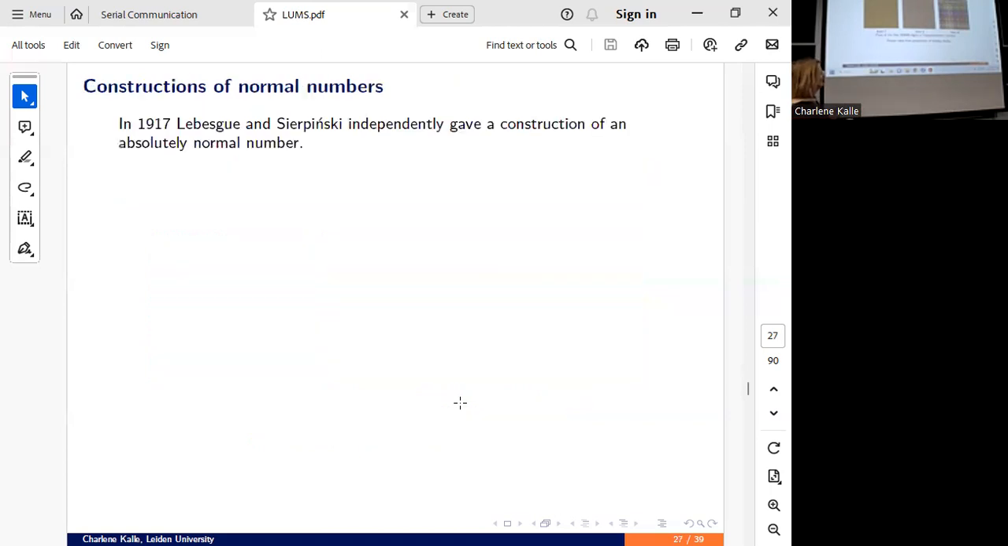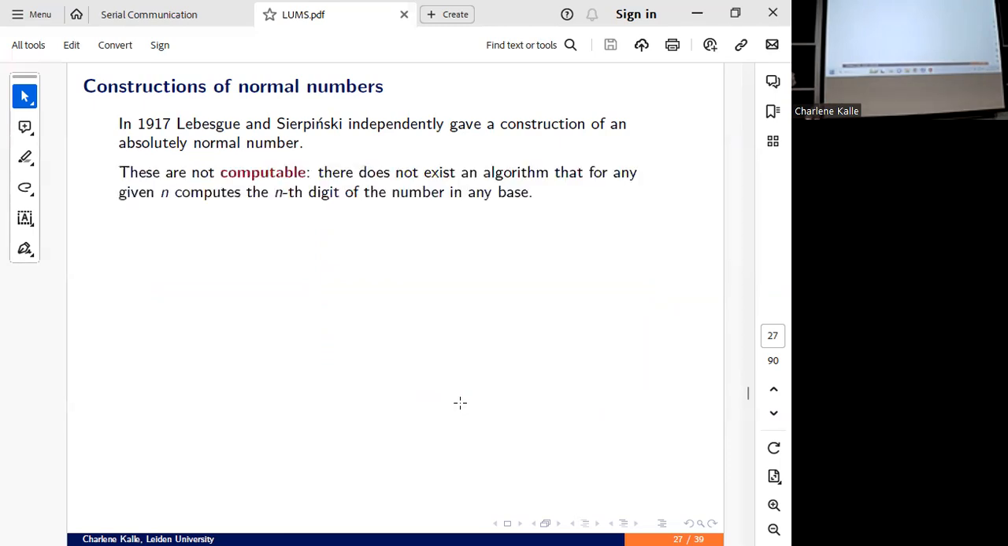Okay, so are there any constructions known? This is the question. Already in 2017, Borel and Sierpinski gave constructions of absolutely normal numbers, but they were not computable. So there was no algorithm for them, such that if anyone asks you to compute the nth digit, you can actually compute the nth digit. So it exists. There is a construction, but it's not clear how to actually get the digits of these numbers in any base.